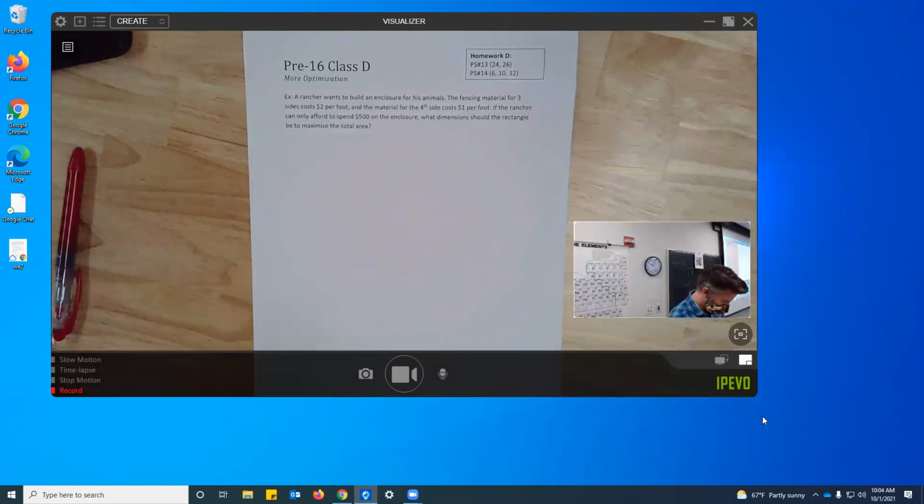Let's read the question. The rancher wants to build an enclosure for his animals. The fencing material for 3 sides costs $2 per foot, and the material for the 4th side costs $1 per foot. They didn't say it was a rectangle, but they said there were 4 sides. I guess you could make a parallelogram if you were trying to do something weird, but they should have told us it's a rectangle because it's meant to be a rectangle. If the rancher can only afford to spend $500 on the enclosure, what dimensions should the rectangle be to maximize the total area? Let's draw a picture.